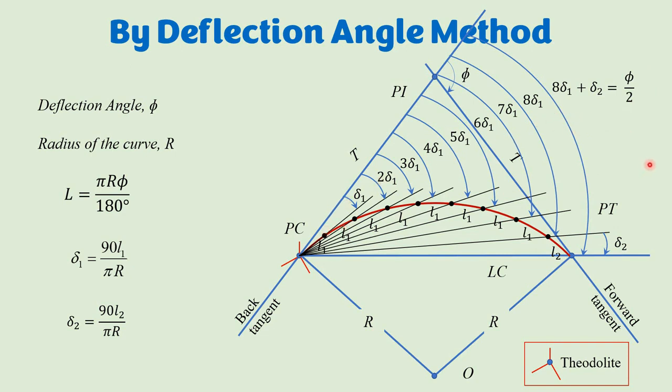So this is all from this video. We have learned the setting out of a simple circular curve by the deflection angle method. In the next videos, I'm going to teach you how we can solve an example of setting out a simple circular curve by taking offsets from the long chord, and also by the deflection angle method.